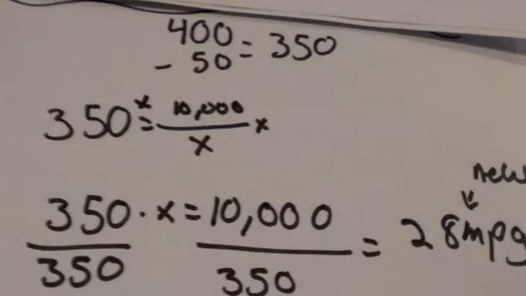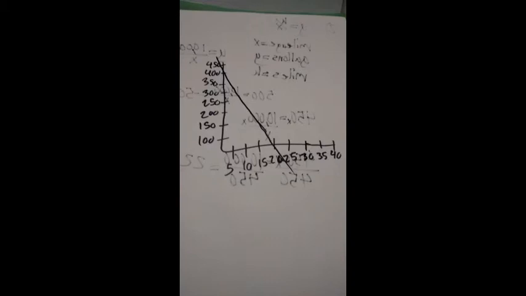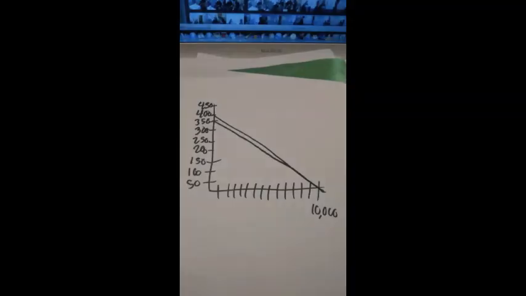After that, I got 350x equals 10,000x divided by x, which turned into 350 divided by 350 times x equals 10,000 divided by 350 equals 28 miles per gallon as our new one. After that, I graphed it and I went all the way up from 100 to 450, then I went from 5 to 40. For this graph, I went from 50 to 450 all the way to 10,000, and I used both of the gas mileages from the new to the old.